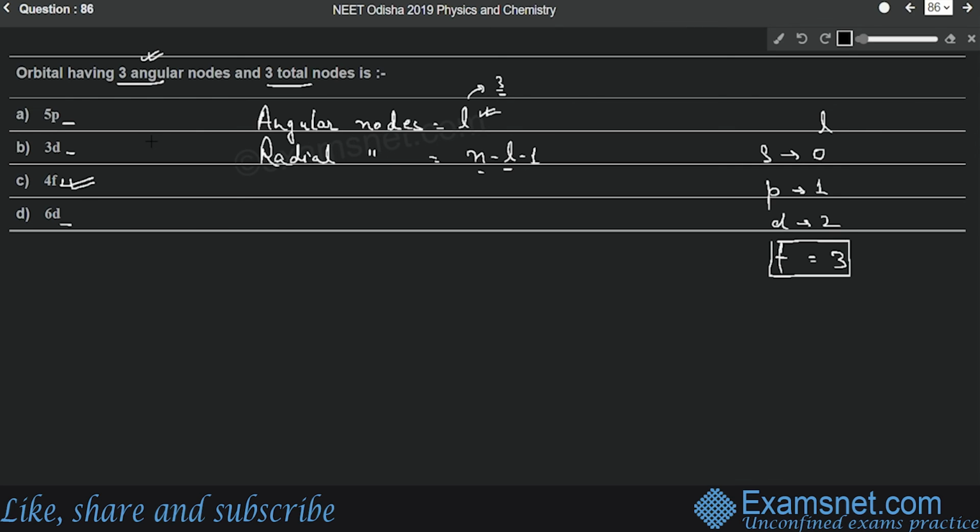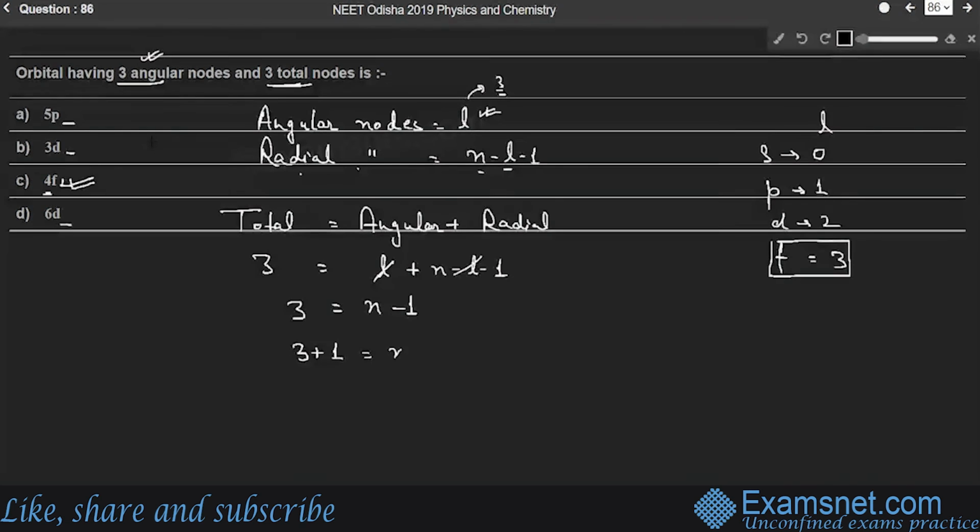Now let's try to confirm this answer by finding the principal quantum number. It is given that radial nodes is equal to n minus l minus 1. So what will be the total number of nodes? It will be the sum of angular and radial nodes, right? Angular plus radial. It is given that we have 3 total nodes. So 3 equals angular, which is l, plus radial, which is n minus l minus 1. So l cancelled. What is left here? n minus 1. So n minus 1 is equal to 3. That means 3 plus 1 will be equal to n, the principal quantum number. So it is clear that n should be 4. Now we know that n should be 4, l should be 3. So it will be 4f. So option C will be the correct answer.